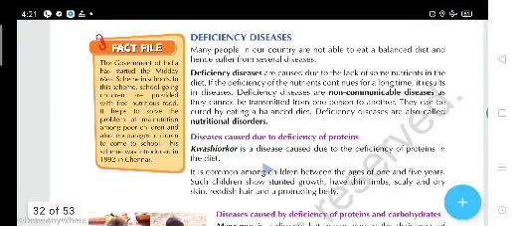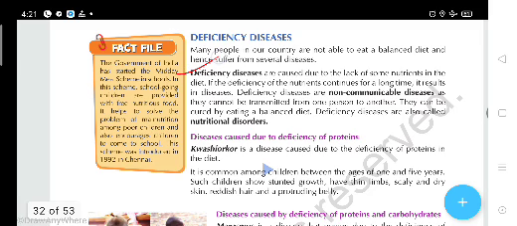Fact 5. The government of India has started the midday meal scheme in schools. Have you heard the name midday meal? In government schools, the government provides food to the children to prevent them from malnutrition. So many people in our country are not able to eat a balanced diet and hence they suffer from several diseases. What kind of disease are there?